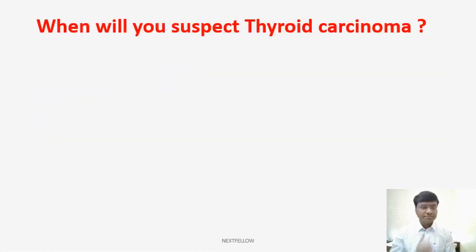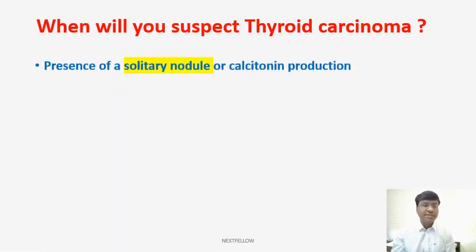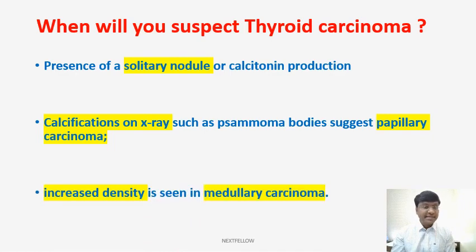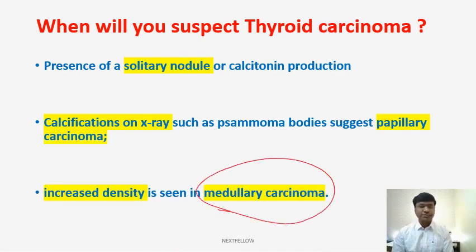And when will you suspect thyroid carcinoma? Some more points. The presence of a solitary nodule is another suspicious thing for development of thyroid carcinoma. Next, calcification on the X-ray, such as Psammoma bodies, will suggest papillary carcinoma, and increased density on the X-ray will suggest medullary carcinoma. So these are the points to tell that the individual has or might have developed thyroid carcinoma.